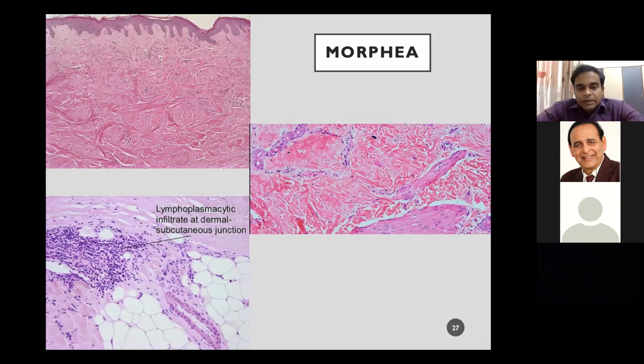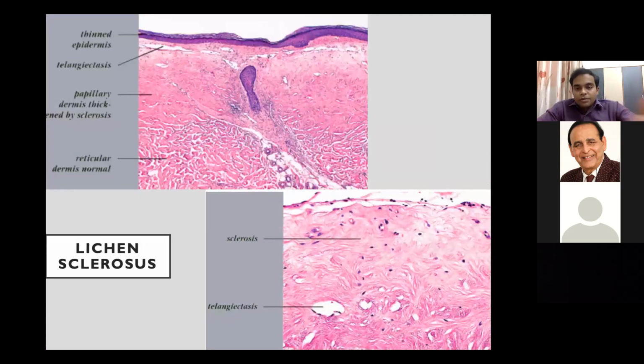And in early phases in both, you will see lymphocytic infiltrate. So in morphea, you will see lymphocytic infiltrate at the dermal-subcutaneous junction in early phases. And in lichen sclerosus, you will see it at the dermo-epidermal junction. So it might just look like lichen planus in early phases. So it's interesting to note that so many disorders can mimic lichen planus, at least histologically. So this is something that I already discussed.